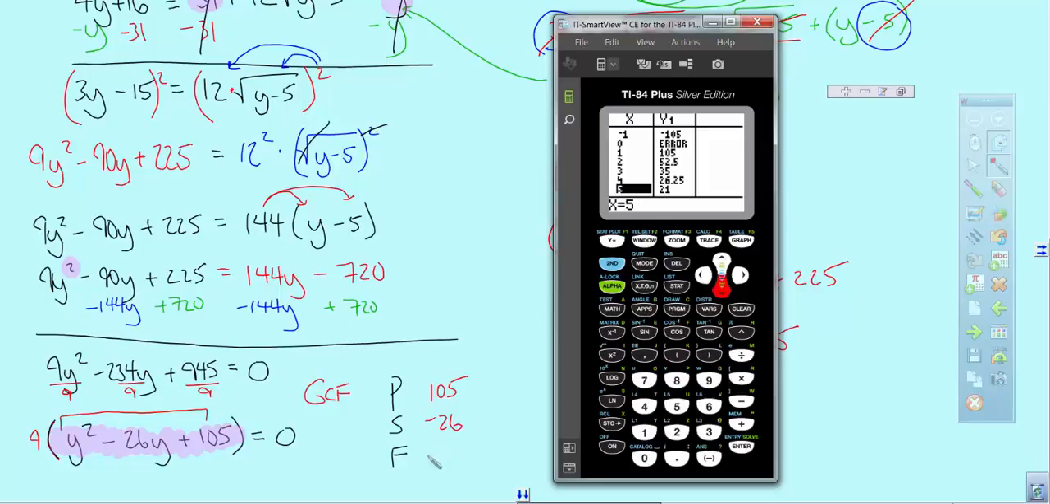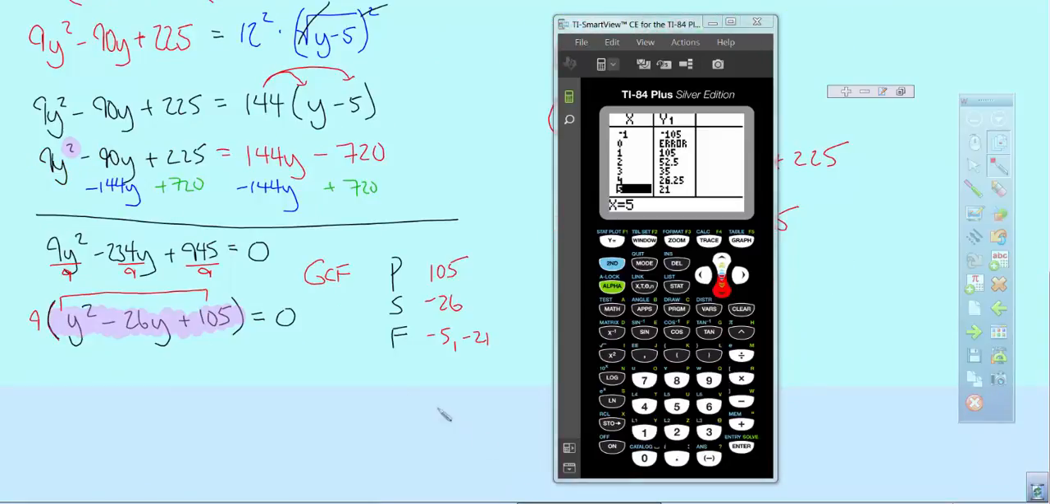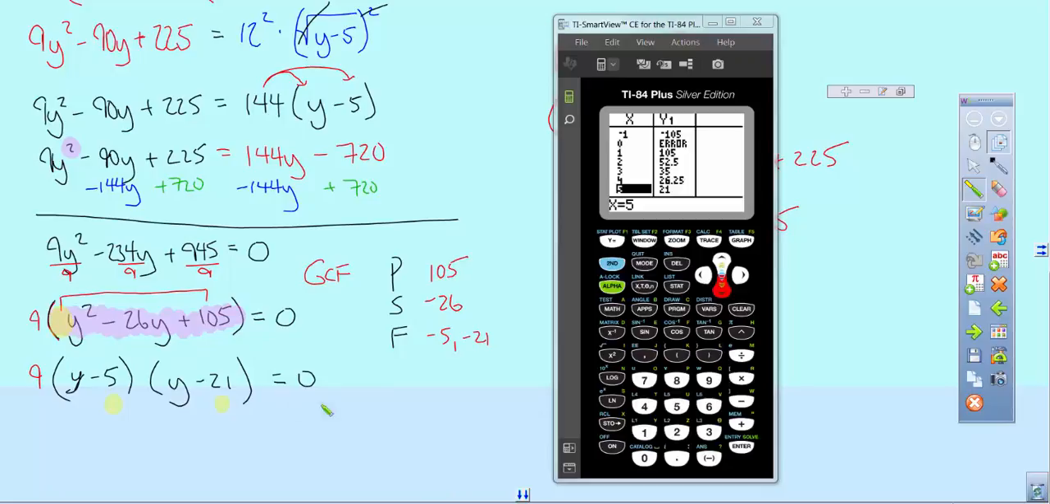Well, if I did negative 5 and negative 21, those add together to give me negative 26, and they multiply to give me 105. So I come down here, I got my 9 still hanging out in front. I take my y minus 5 and my y minus 21. Now at this point, I don't have to do anything because there's no number out in front, right? So since there's not a leading coefficient, I don't have to do bottoms up. So I can skip that step, and those are my factors.